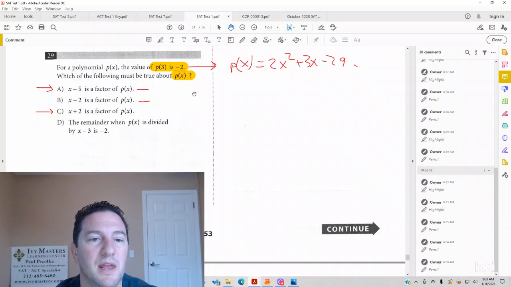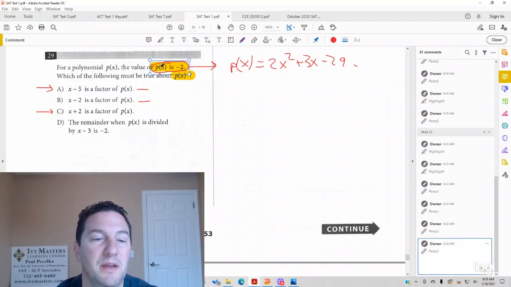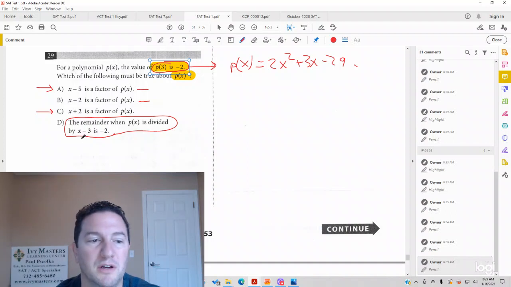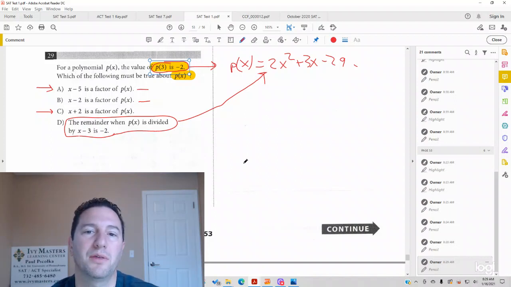But what happens if it has a remainder? Then when you plug a number in for it, let's say p of 3, if your remainder is negative 2, then that means when you divide x minus 3 in, your remainder is going to be negative 2. Vice versa, if you long divided x minus 3 into, like this expression right here, you'd get negative 2 as a remainder. That's the same thing as saying p of 3 is negative 2. So those work back and forth like that.